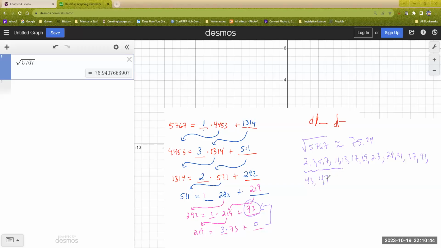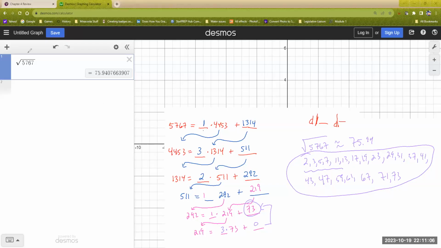43, 47 is good. 49, not 51, no. 53, no. 55, 57, no. 59, yes. 61, 63, no. 67. 69, no, 71, 73. Okay, there we go. You would just get to check all of these numbers.